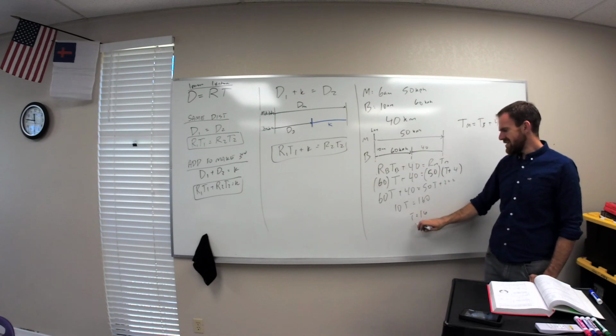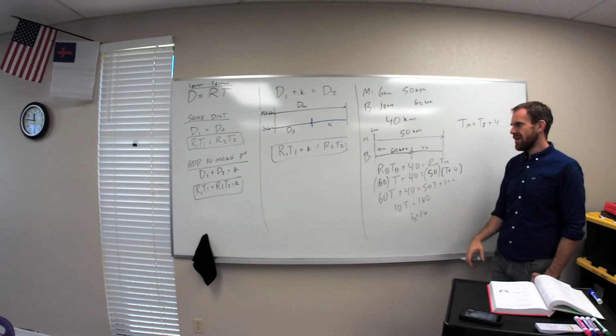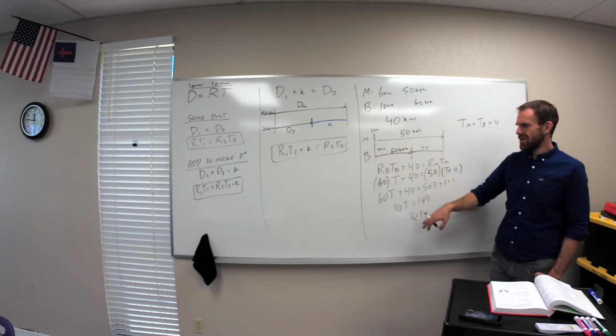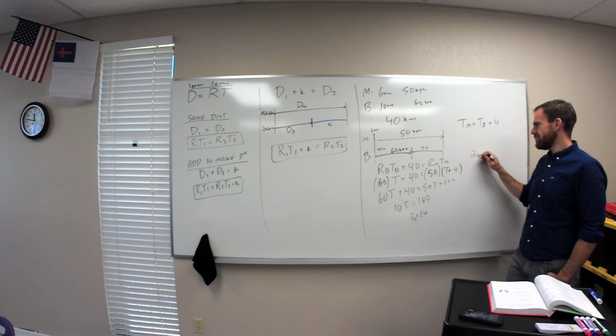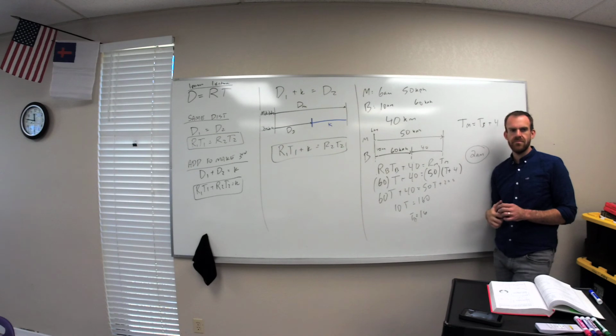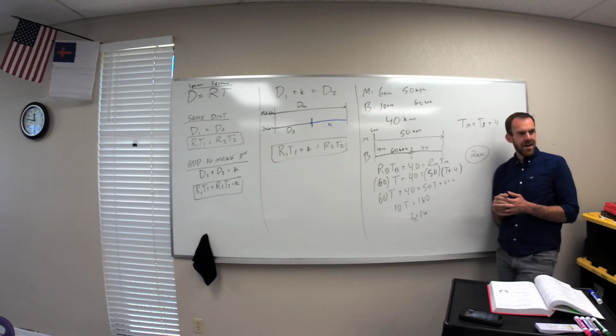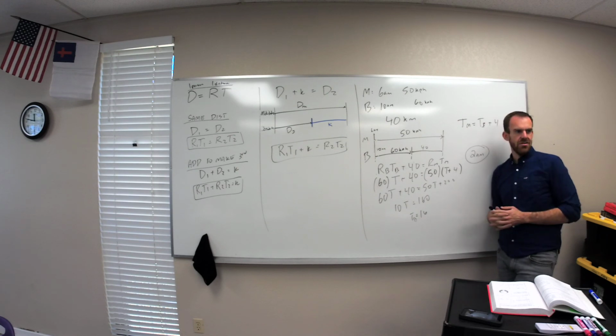So we found that Tb was 16. So what time did this person finally catch up? 10 plus 16, which is like 2 a.m. Isn't that wrong? No, 2 p.m. that's correct. No, okay. Well, if you start at 10 a.m., 4 hours would be 2 p.m. 16 hours would be 2 a.m.